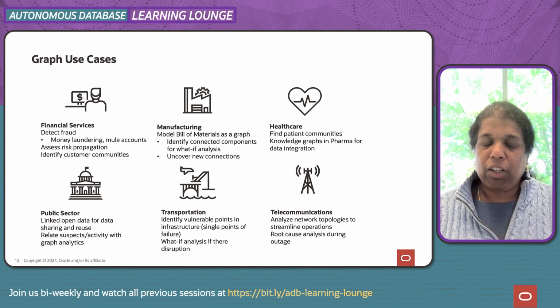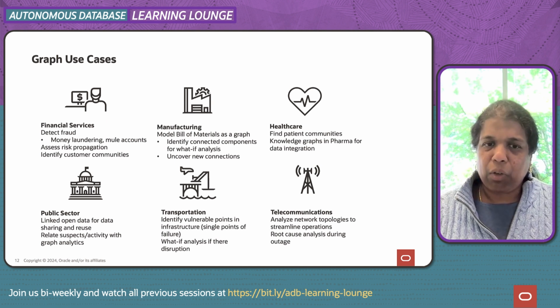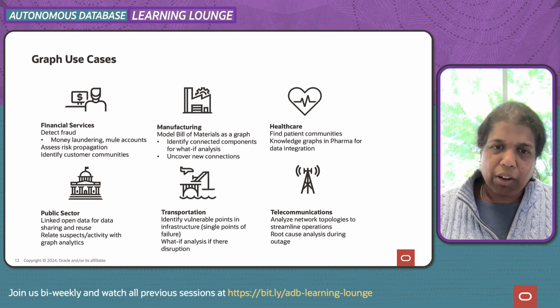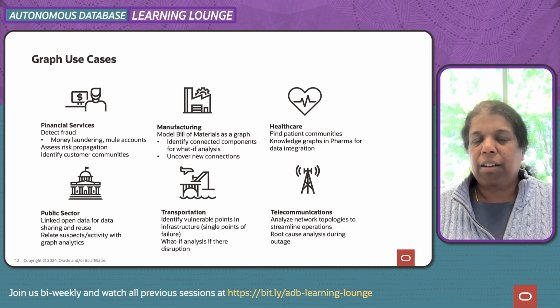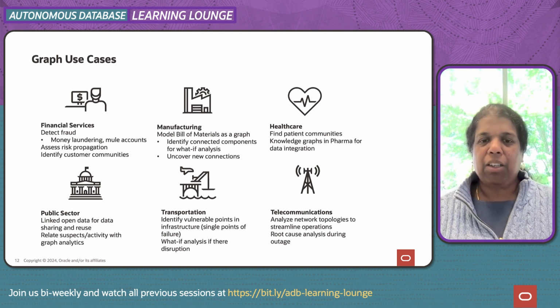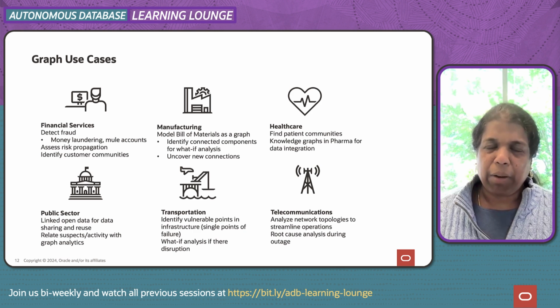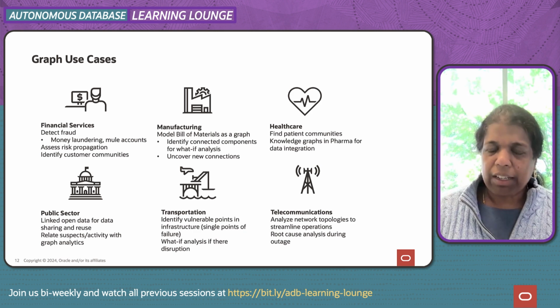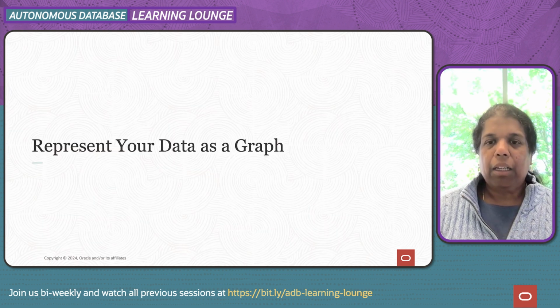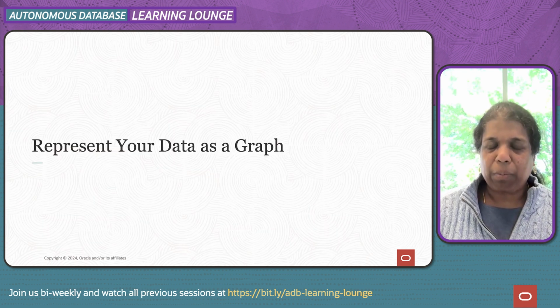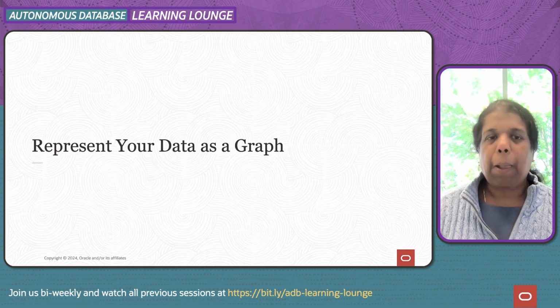Or by doing graph analytics, I want to identify vulnerable points in my infrastructure. So a lot of signals are flowing through a particular node, and I want to know what I need to do to ensure that that particular point is not so vulnerable. So when you think about it, there are many different use cases where it's really helpful to model your data as a graph. So what do we have for graph support in Autonomous Database?